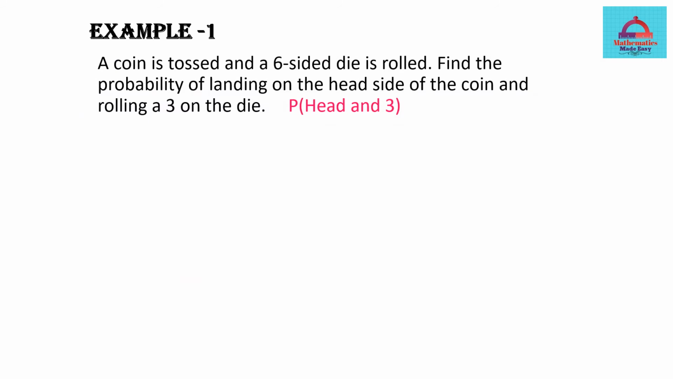Okay, so let's do example one now. I will read the question for you. A coin is tossed and a six-sided die is rolled. Find the probability of landing on the head side of the coin and rolling a 3 on the die. I want you to observe, students, that there are two events taking place in this question. Let me highlight them. The first one is the coin being tossed. This is event A. And the second one is the die being rolled. I want you to think about these two events, A and B, and whether they are independent or dependent, because once we decide on that, we'll be able to use the correct formula.